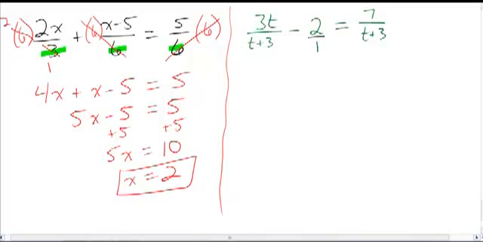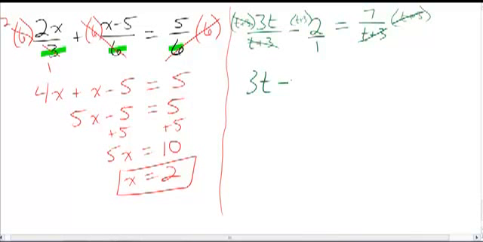We're going to multiply through by t plus 3. So I'm going to multiply by t plus 3 here, here, and here. Now, of course, that and that are going to cancel. That and that are going to cancel. So I'm going to have 3t minus.